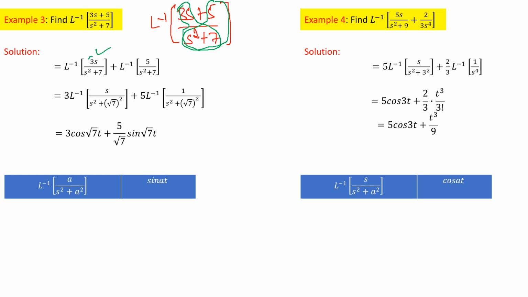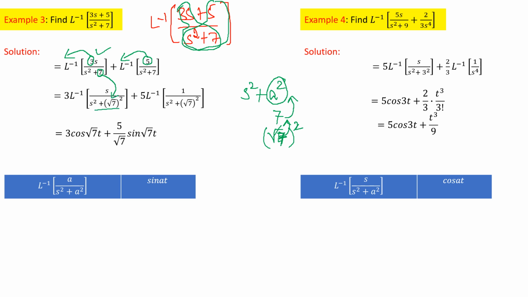Now from the first term, take the constant outside from L inverse. From the second term, take this 5 outside from L inverse. Also, if you see the denominator, we have 7. But what should the denominator be? The denominator should be in the form of s power 2 plus a power 2. So in place of a power 2, I have only 7, so I have to write 7 in the form of a power 2. I write number 7 as square root of 7 the whole power 2, because square root and squared cancel, and we get 7 again. So this 7 I am going to write as square root of 7 the whole square.